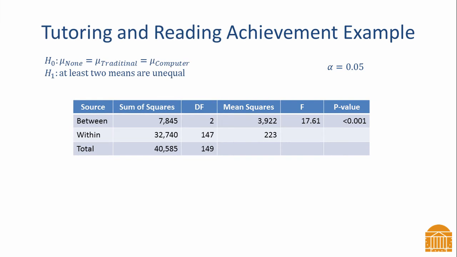Analysis of variance tests are reported in a standard table format. This table shows the sum of squares, degrees of freedom, mean squares, the F-test, and the p-value. Most statistical software will produce output in this format. Here we see that our F-statistic was 17.67 and the p-value is less than 0.001, which is well below our significance level of 0.05. Therefore, we reject the null hypothesis and conclude that at least 2 groups have different population means.